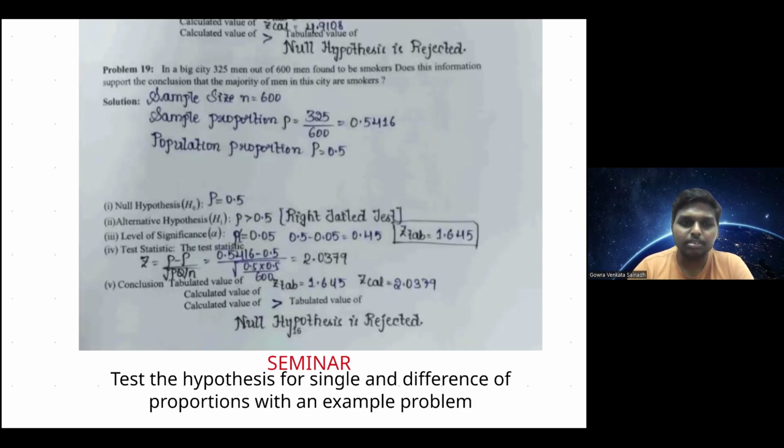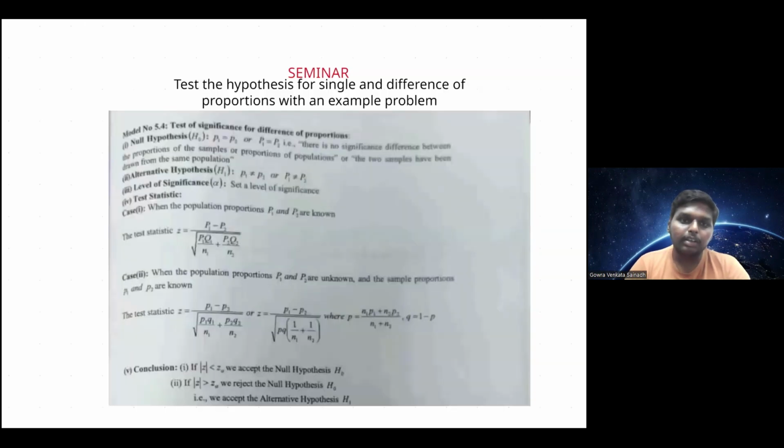So null hypothesis is rejected. Now let's take a look at the difference of proportions, test of significance for difference of proportions. Here we have five important things as before.